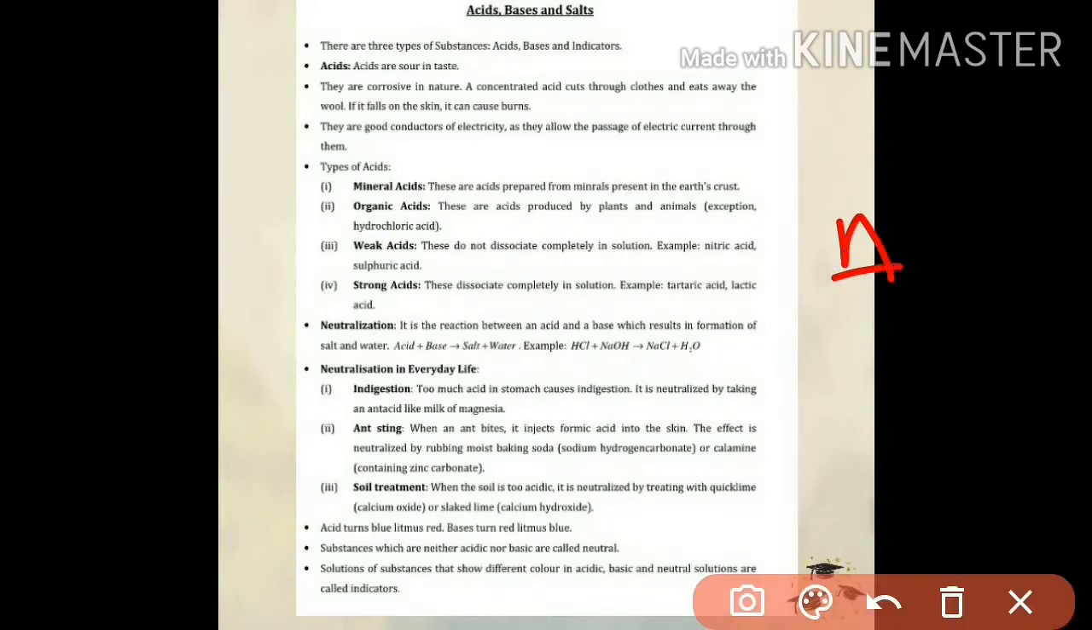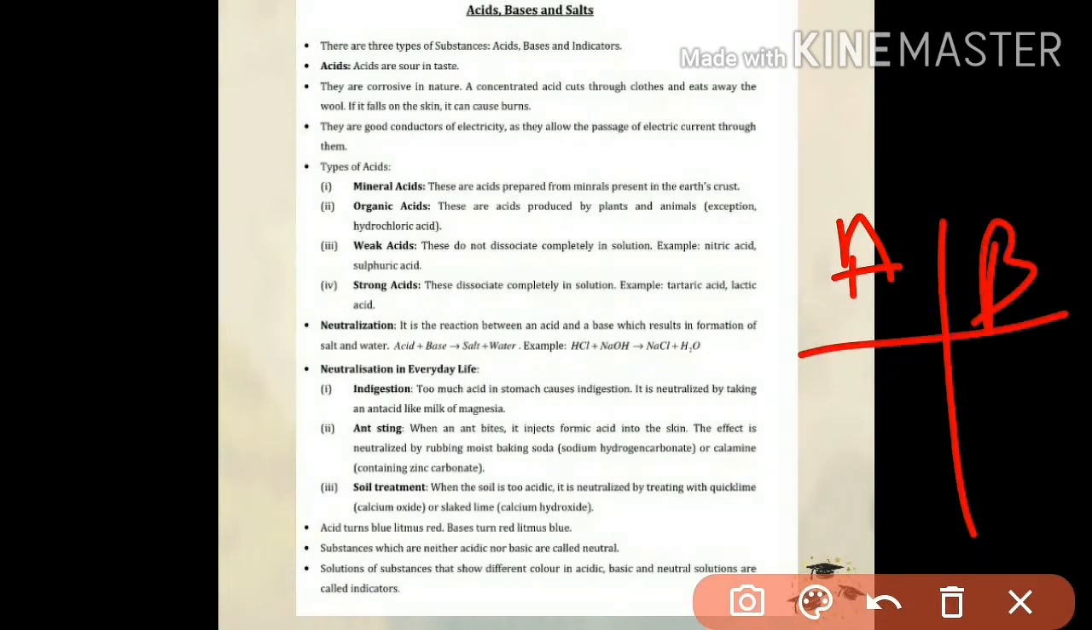So how can we define acid and base? With litmus paper, the acid will turn the blue litmus paper red, and the base will turn the red litmus paper blue. Substances which are neither acidic nor basic are called neutral.